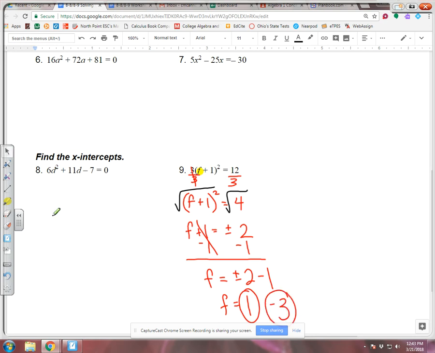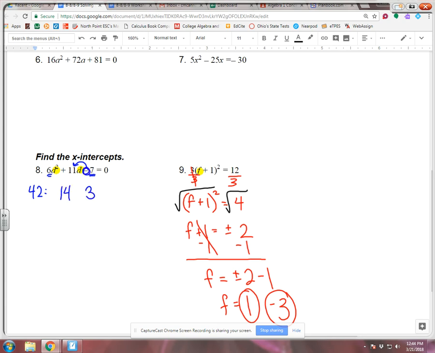Going back to number 8, you'll notice I have two different types of d's. I have a d squared and a d. Therefore, I need to use the zero product property. It's already set equal to 0. It needs to be factored. It's a trinomial with no GCF, so we're going to have to do this the long way. If you multiply 6 and 7, you get 42. I need factors of 42 that will subtract to 11. Factors of 42 that subtract to 11 are 14 and 3.